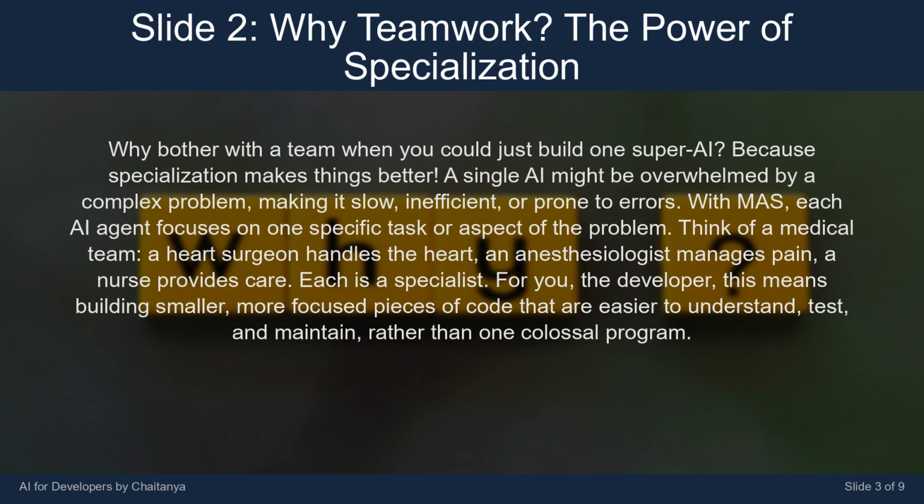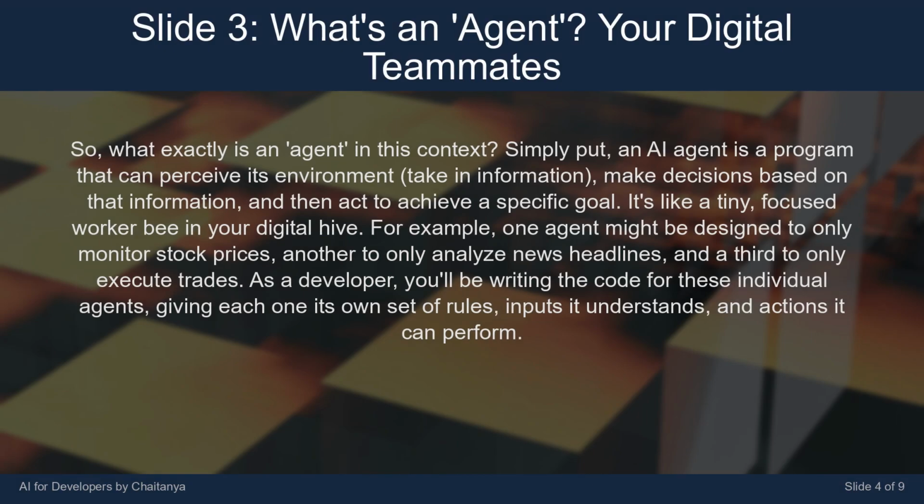So, what exactly is an agent in this context? Simply put, an AI agent is a program that can perceive its environment, take in information, make decisions based on that information, and then act to achieve a specific goal. It's like a tiny, focused worker bee in your digital hive. For example, one agent might be designed to only monitor stock prices, another to only analyze news headlines, and a third to only execute trades.